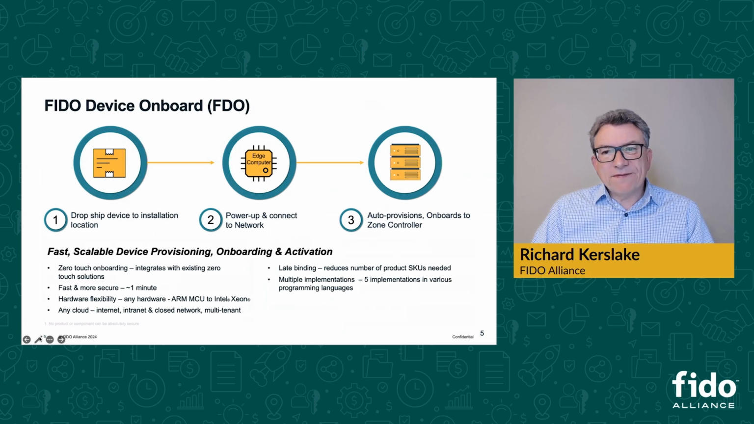In terms of software implementations, there are multiple out there. There are versions in Go, versions in Java, versions in Rust. And so whether you're looking for a commercial implementation or commercially supported, or whether you want to take open source, all of those are available to you. And then we have a certification program.